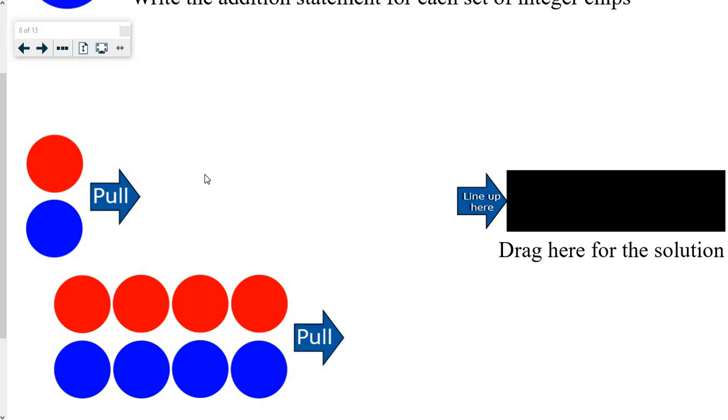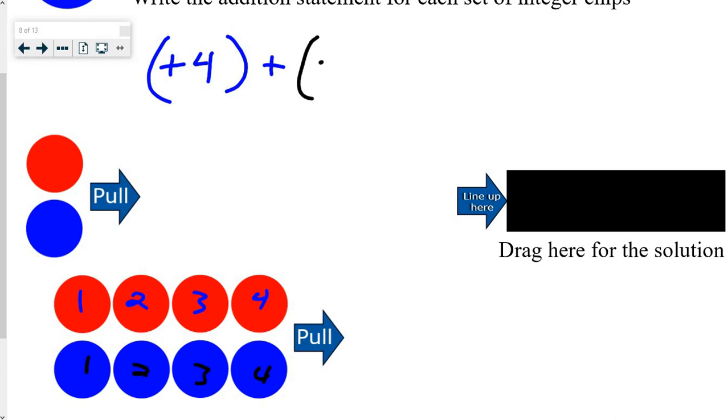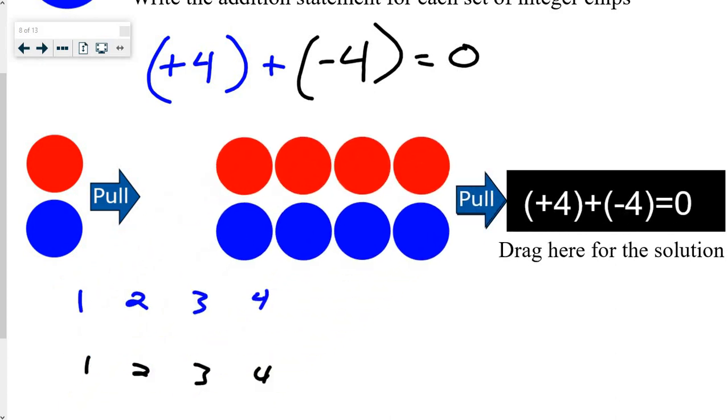For this one, we've got 1, 2, 3, 4, so +4, plus 1, 2, 3, 4, plus -4 equals 0. As we put this here, we've got +4 and -4.